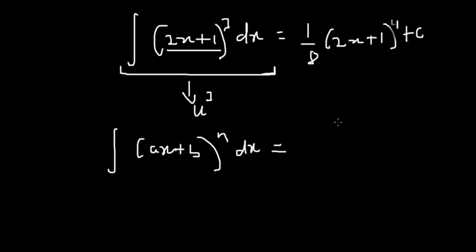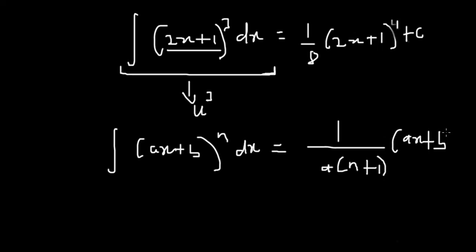Whenever you come across any integral having this format, all you need to do is use this simple trick. It's 1 over a times (n + 1), multiplied by (ax + b) exponent n plus 1, and then you add your c, that's the constant. So from here, the integral of (2x + 1) exponent 3 dx equals 1 over 8, that's (2x + 1) exponent 4 plus c.